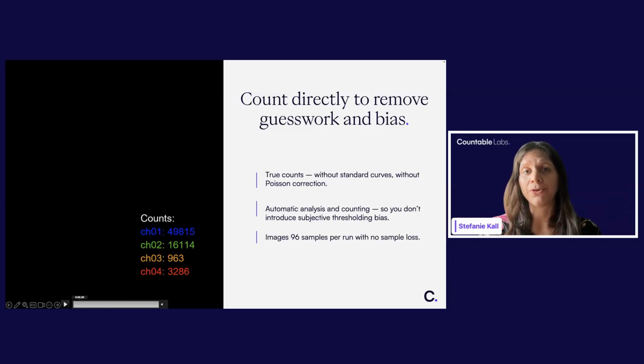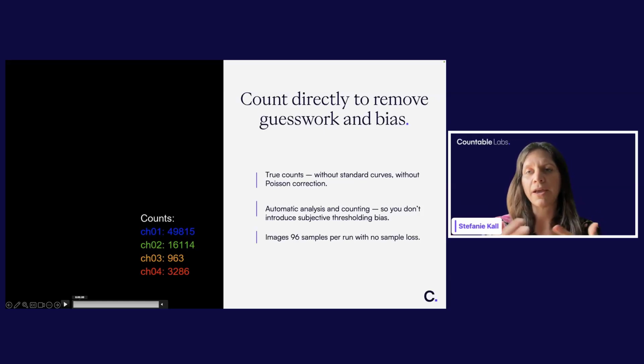And this is a true count. There's none of the Poisson correction required for digital PCR, and there's none of that subjective thresholding with the CT values for qPCR. And again, the counts are automatic, which is really GMP friendly because the computer algorithm is figuring it out for you and giving you the exact same thresholding, the exact same calculation every time.